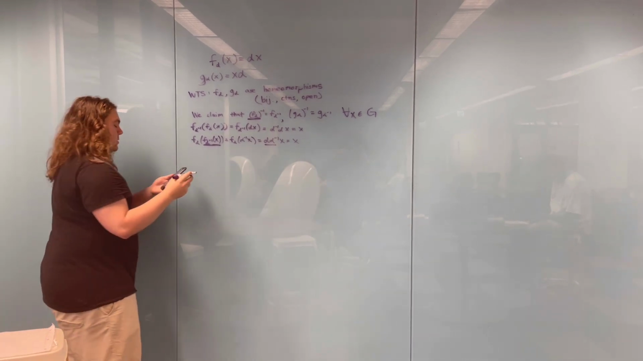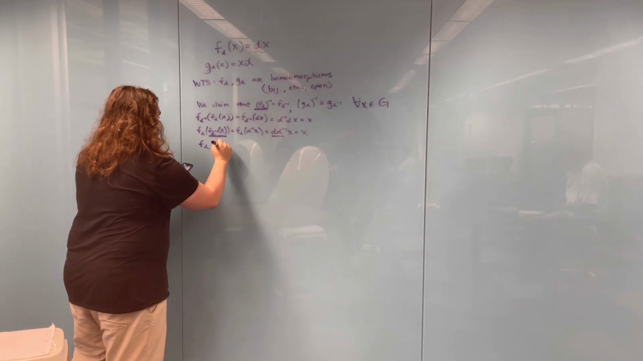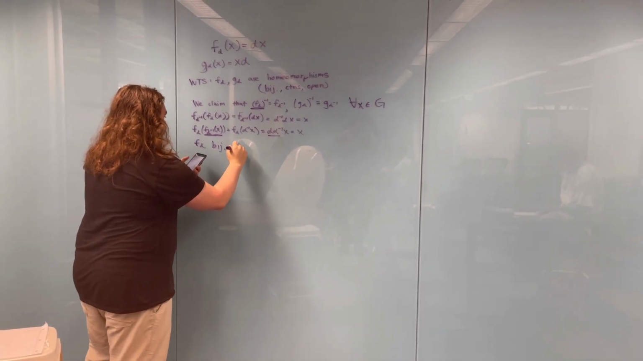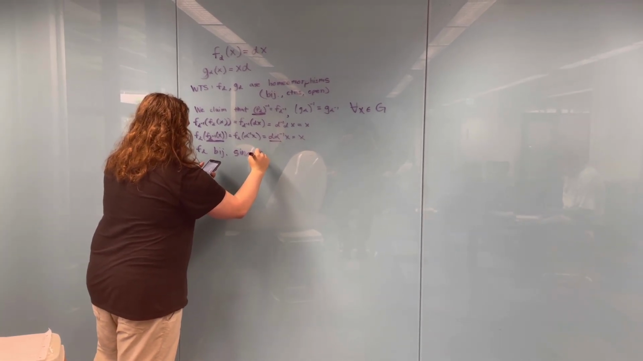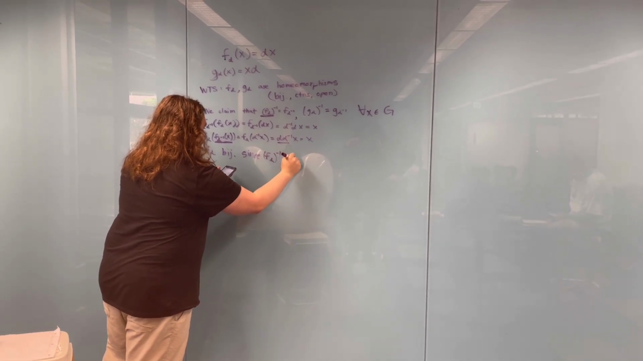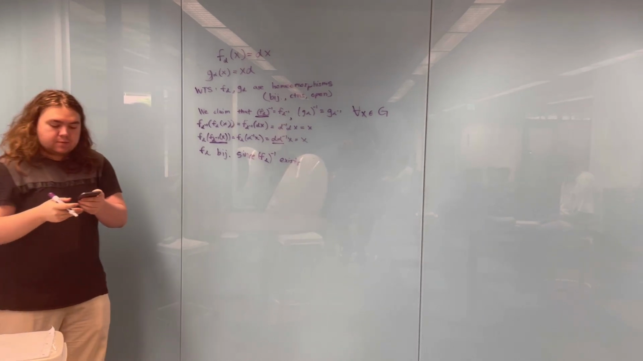And for that reason, f alpha is bijective since the inverse exists. So because the inverse exists, it's bijective.